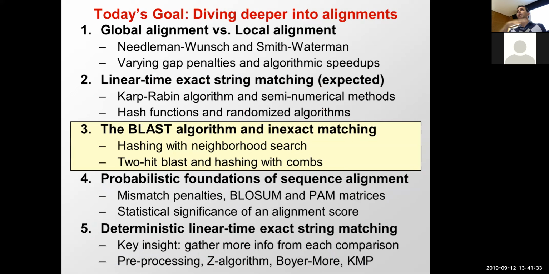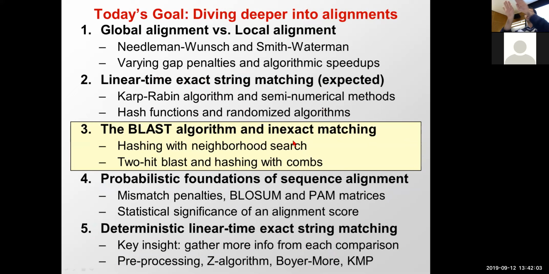Okay? So now we're going to look at how we can deal with inexact string matching. In other words, if my characters are off by one, if my two strings are off by one, I'd still be able to find a match. And this numeric interpretation does not allow me to do that. So what can I do? So basically what we're gonna do is look at hashing with some neighborhood search.